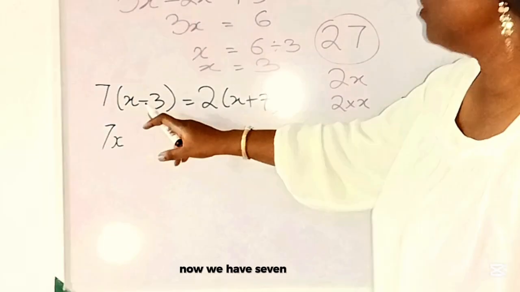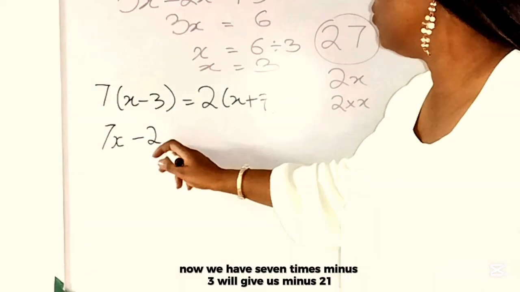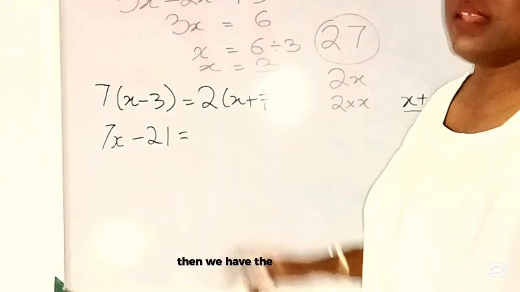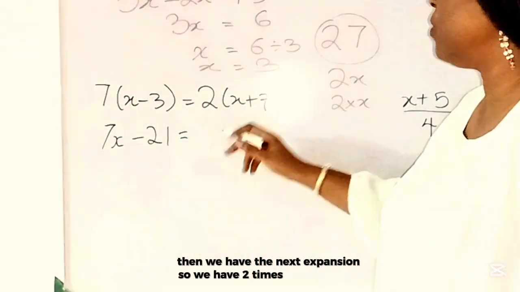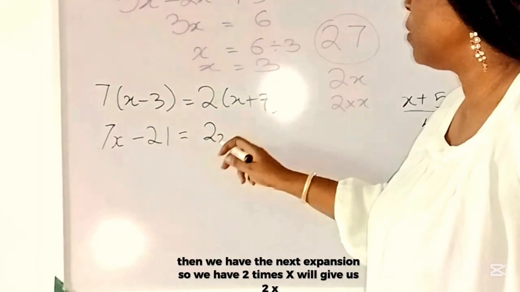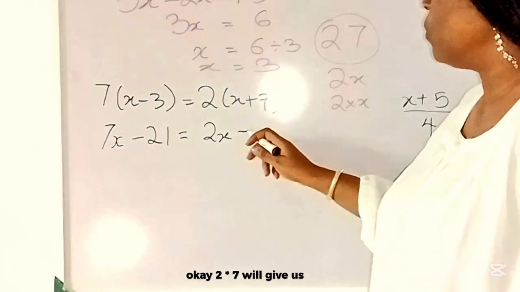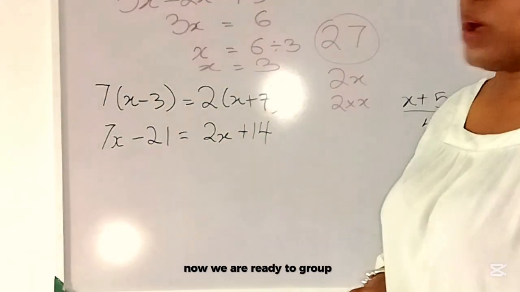Then we have 7 times minus 3 will give us minus 21. Put your equal sign. Then we have the next expansion. So we have 2 times x will give us 2x. Okay? 2 times 7 will give us 14. Now we are ready to group our terms.